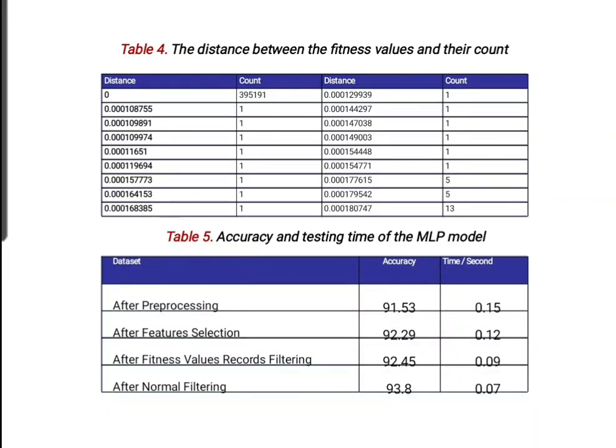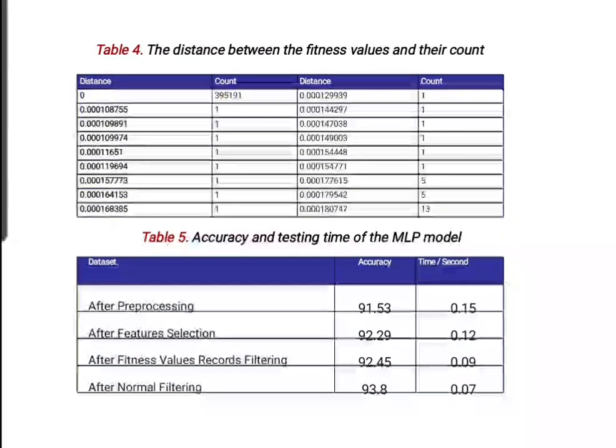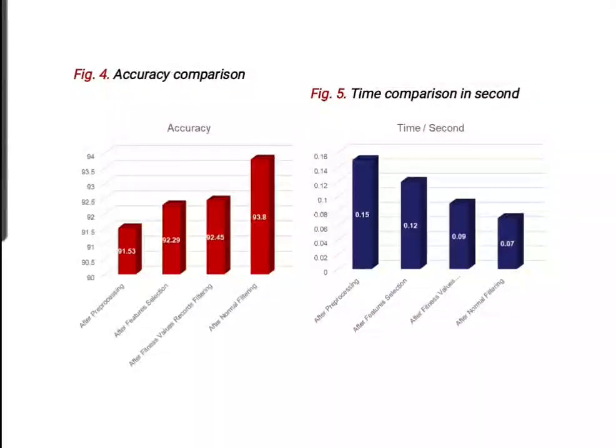In Table 5, the MLP algorithm is used to train and test the datasets in 3 cases: the original training dataset after preprocessing, the training dataset after feature selection, and the dataset after record filtering. Accuracy and testing time are measured and compared for the 3 cases. It's clear from Table 5 that the proposed method is efficient in terms of increasing accuracy and reducing the time required by the model. Figure 4 and Figure 5 clearly show that the proposed model for reducing dataset size has significantly improved accuracy and reduced implementation time.